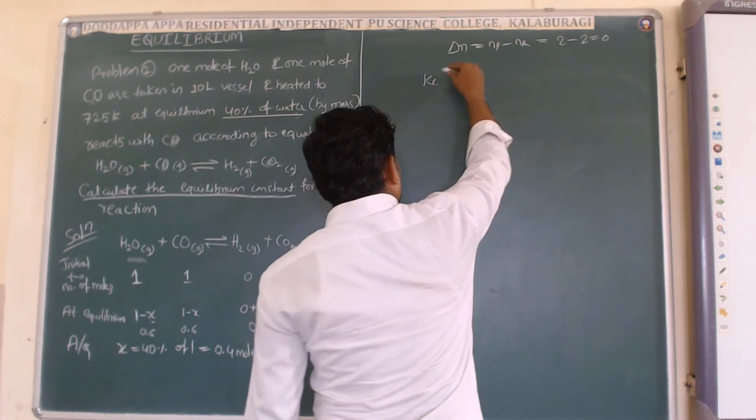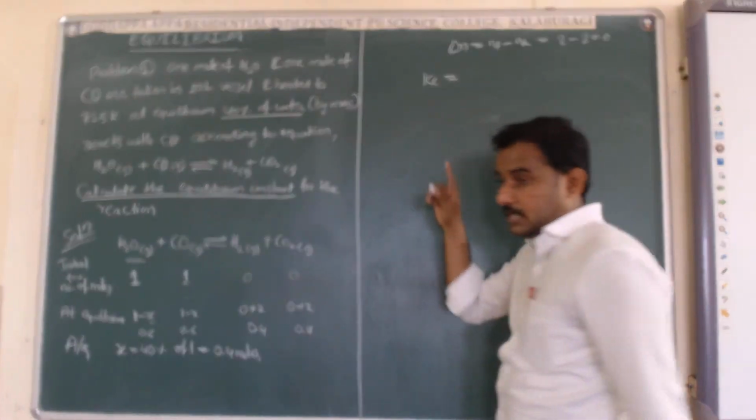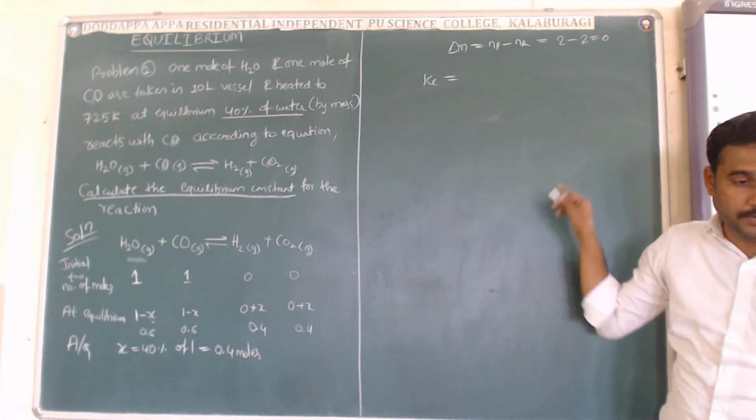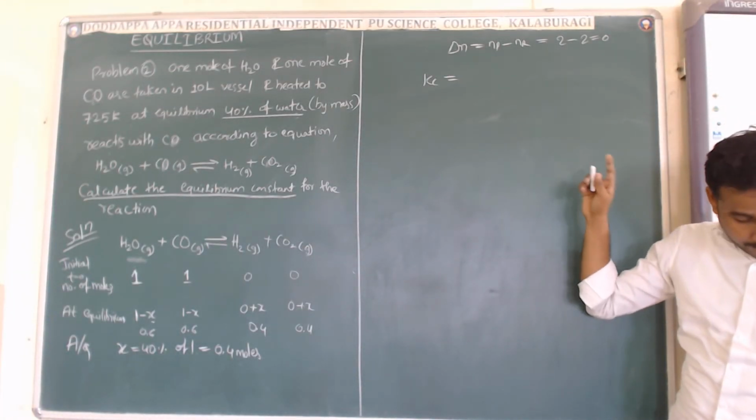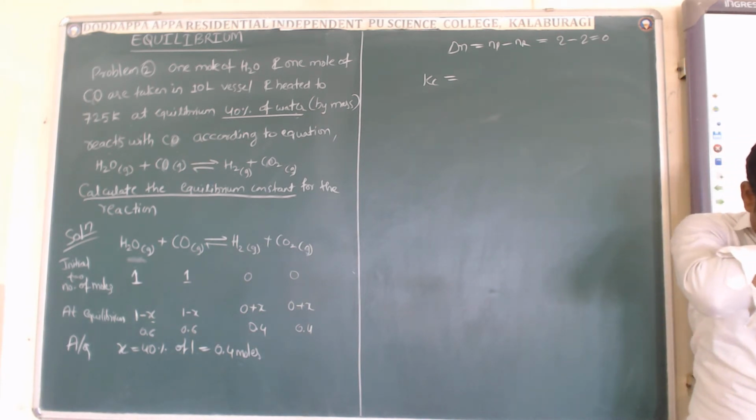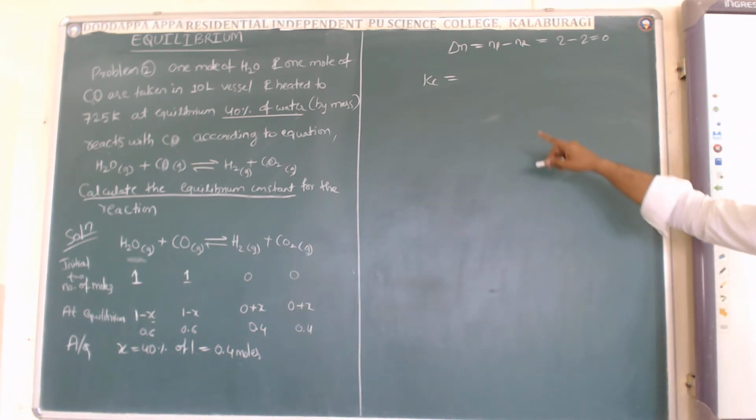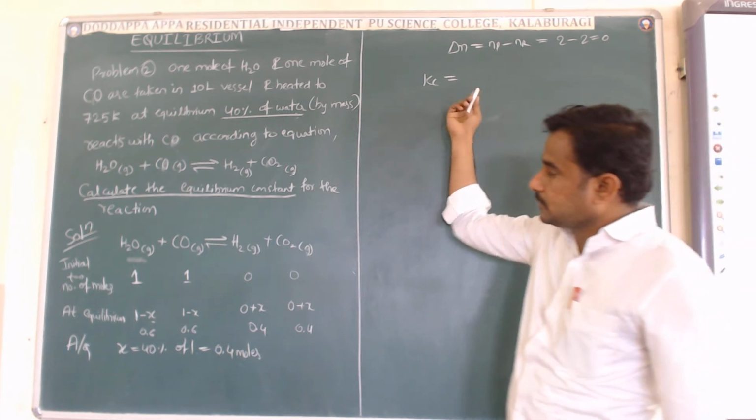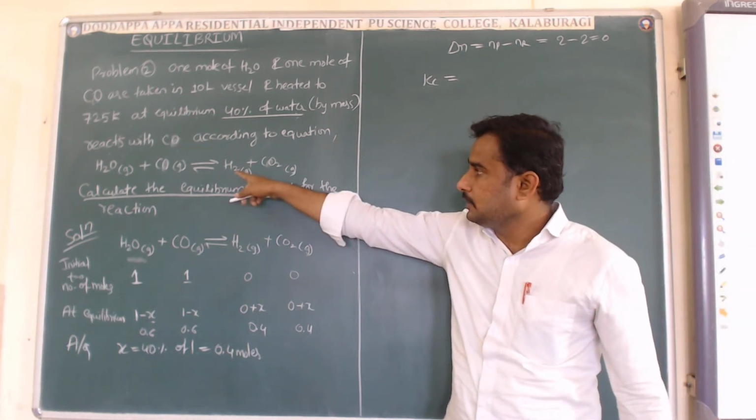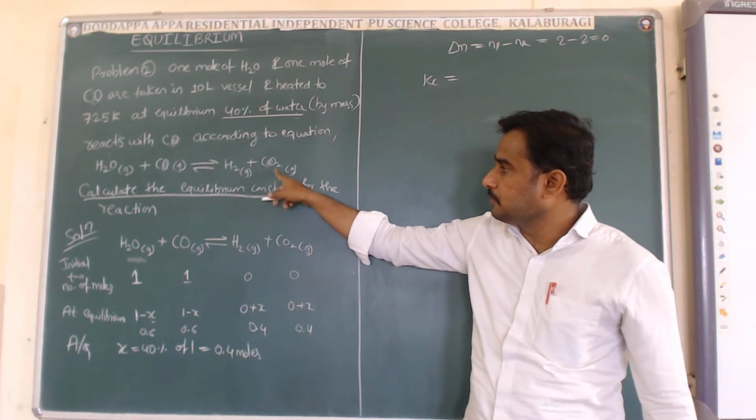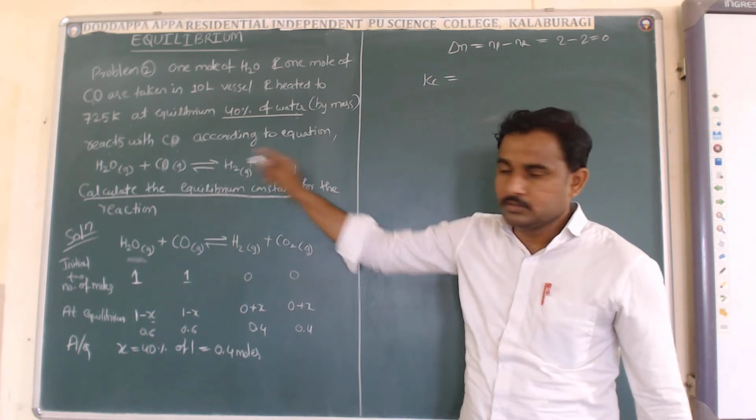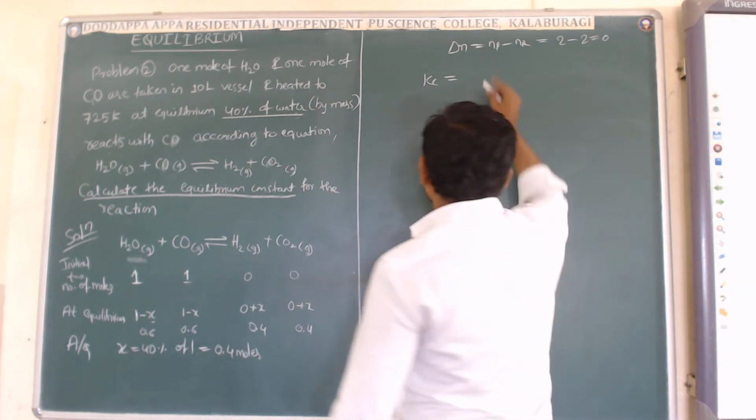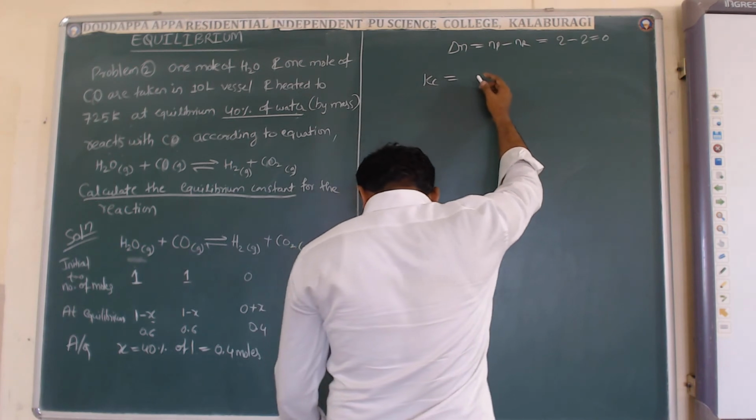Kc is equal to C raised to c into D raised to d, divided by A raised to a into B raised to b. That you have to calculate here. Product divided by reactant. Kc is equal to H2 into CO2 divided by H2O into CO. That you have to write.